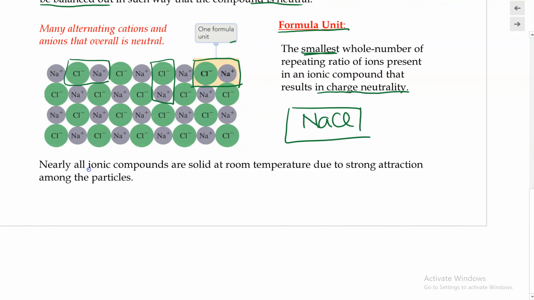Now, nearly all ionic compounds are solid at room temperature due to the strong attractions among these particles. So that's something important for us to remember. Most are solid at room temperature because each of these particles is strongly attracted to each other due to the fact that they have opposite charges. This basically fits the description of the solid state, that they have strong interaction among the particles.